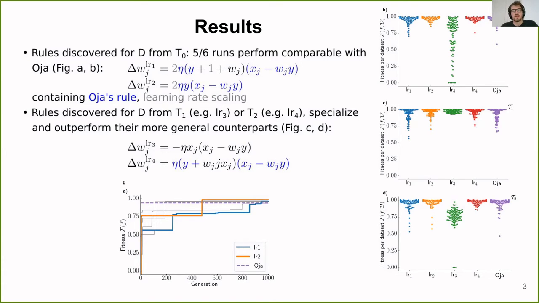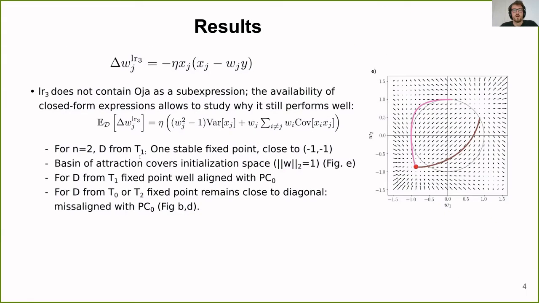Rules discovered with data from T1 or T2 specialize and outperform their more general counterparts, as you can see for learning rule 3 in panel C and learning rule 4 in panel D. From the rules we are looking at here, learning rule 3 is the only one that does not contain Oja's rule as a sub-expression. Having it as a closed-form expression allows us to study why it still performs well on datasets with strongly correlated inputs.